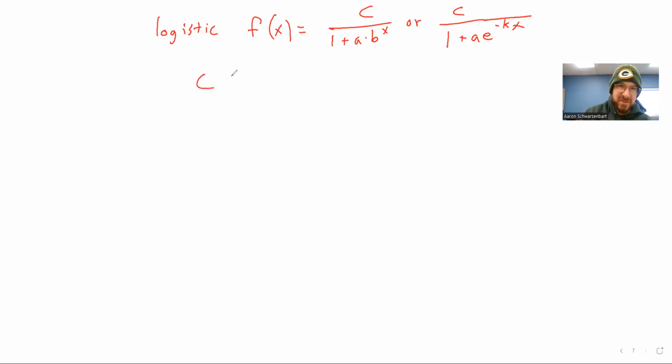C is known as the limit to growth or carrying capacity. If you've studied populations in bio, you might have heard the term carrying capacity. And that is kind of the upper limit to it. It starts growing like an exponential for a while and then starts tapering off. You see this with populations when the food supply starts to get low.